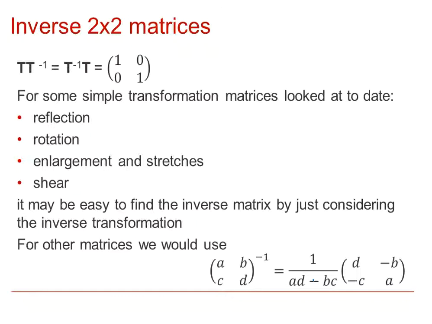An important property of inverse matrices is that if you multiply a matrix by its inverse, you will always get the identity matrix. For some simple transformation matrices, such as reflections, rotations, enlargements and shears, you may be able to work out what the inverse matrix is by considering what the reverse transformation would need to be. However, if you're not sure, or the transformation is a little bit more complicated, then you can always find the inverse matrix using the rule that we've looked at in previous presentations.